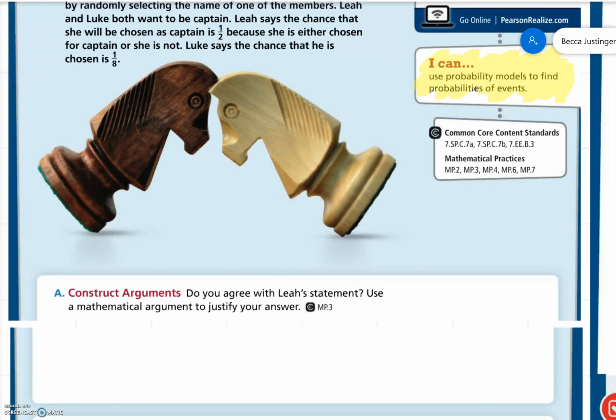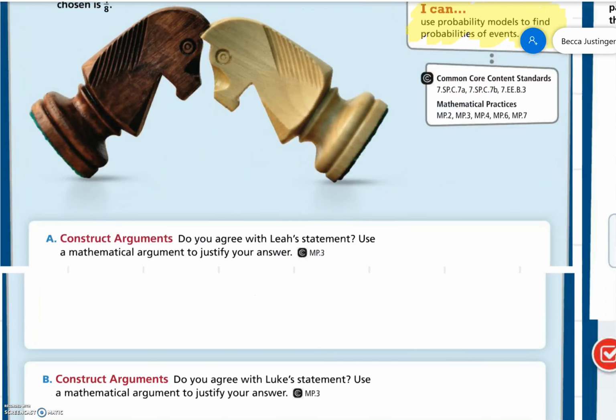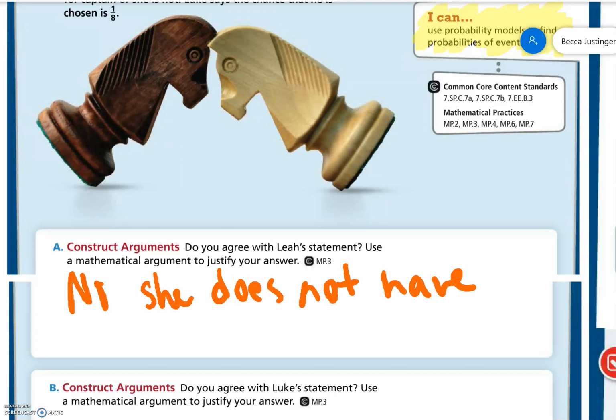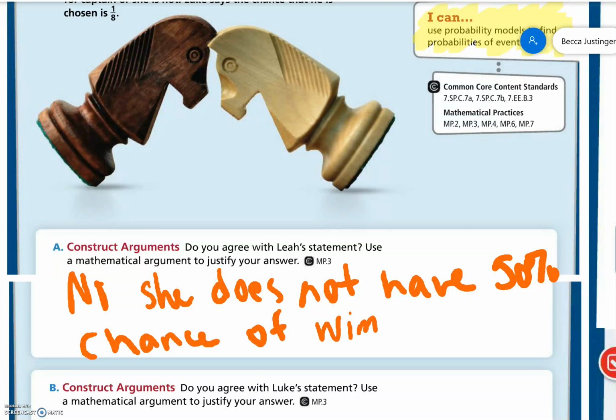Construct arguments. Do you agree with Leah's statement? Use a mathematical argument to justify your answer. So I would say, no, she does not have a 50% chance of winning. Or being picked, rather. Chance of being picked. Because it's either her or it's the other 7 people. It's not either her or Luke.